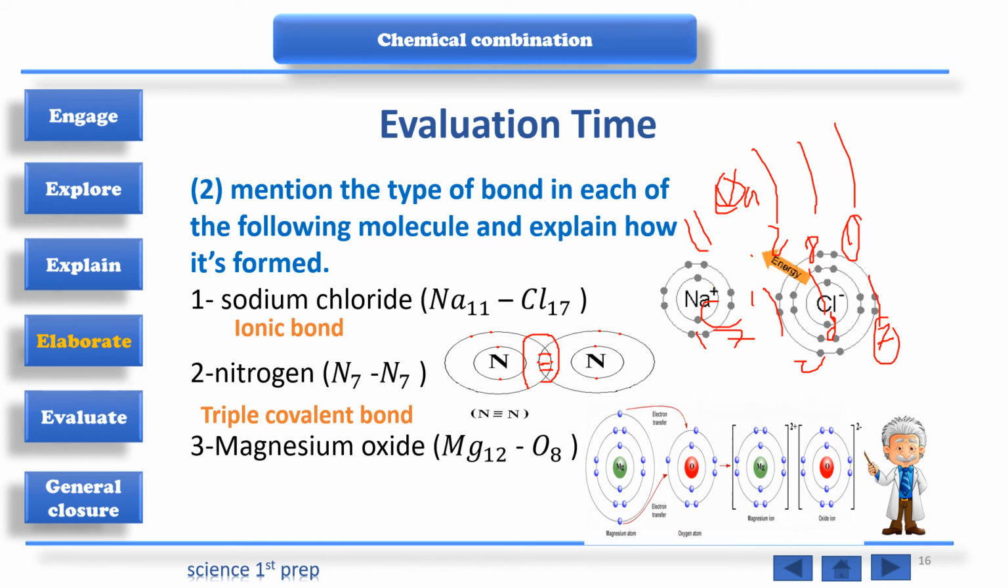Okay, and magnesium oxide. Here magnesium, Mg 12, the outermost energy level contains 2 electrons, so it's a metal. So the metal loses the outermost energy level electrons, the 2 electrons, and becomes a positive ion. And here oxygen 2, 6, it gains 2 electrons to complete the outermost energy level and becomes a negative ion. So it's between a positive and negative ion, metal and non-metal, so it is ionic bond.